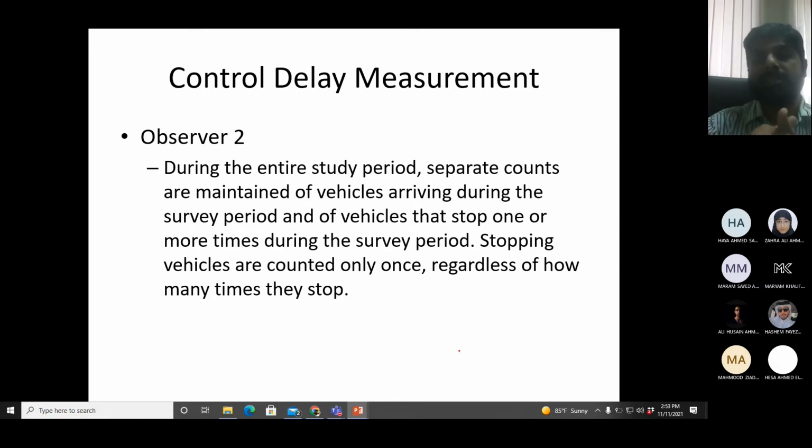How many cars came to the intersection? How many of them stopped? So he's taking 2 records, 2 observations, 2 types of observations. Number of cars came to the intersection, number of cars stopped at the intersection. So number of cars arrived and number of cars stopped.